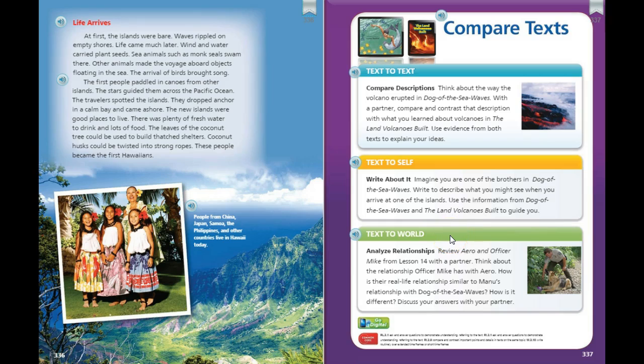The third one is text to world. You're going to review the story from lesson 14. Think about the relationship they had and how is their real life relationship similar to Manu's relationship with Dog of the Sea Waves, and how is it different? And you're going to discuss your answers with your learning adult.